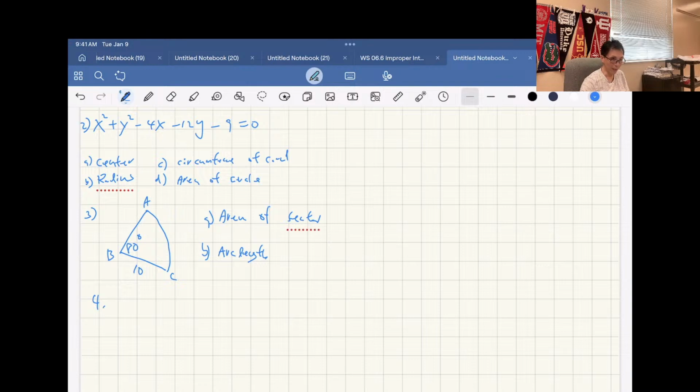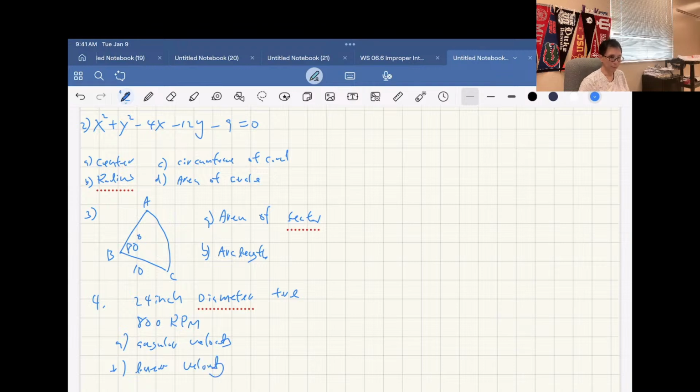Let's just say I have a 24-inch diameter tire rotating at 800 RPM, revolutions per minute. Can you find the angular velocity? Can you find the linear velocity? You might need to use a calculator, but I might just ask you to set up. That's it, if you don't have a calculator.